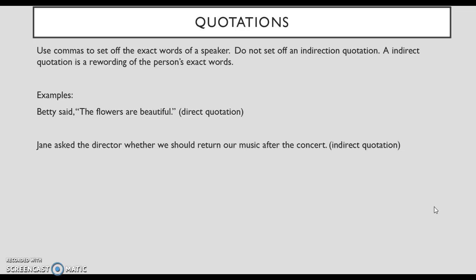Quotations. Use commas to set off the exact words of a speaker. Do not set off an indirect quotation. An indirect quotation is a rewording of the person's exact words. Examples. Betty said, "The flowers are beautiful." That is a direct quotation. Betty actually said, "The flowers are beautiful."